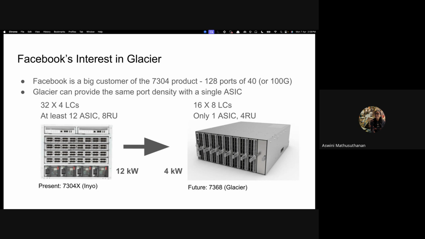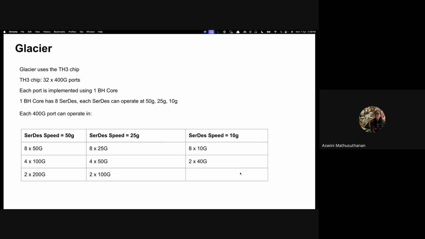If we look at the Glacier chassis, there is one difference that everyone can make out just by looking. The line cards are vertically mounted here with handles so that we can remove and insert them easily. There are 8 line cards in this Glacier chassis. Meanwhile, feel free to stop me if you have any questions, so I can stop and explain.